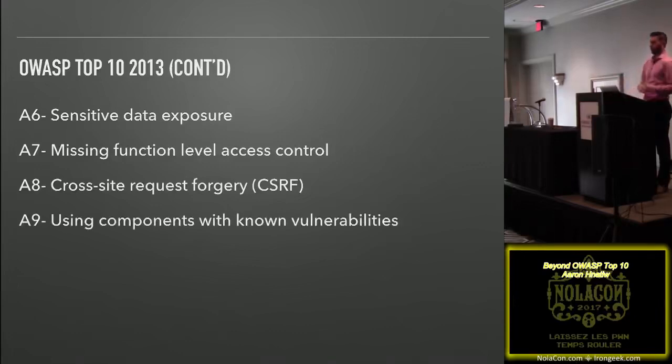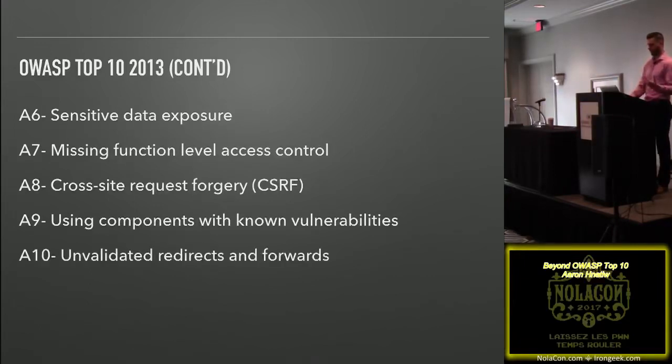Using components with known vulnerabilities, basically just patch your stuff. That's what this one's categorized as, and unvalidated redirects and forwards means your application can be used to send a user to a malicious website through that legitimate domain that they trust. Okay, so that's the top 10. There's a lot in there. Obviously, you can look a lot more into this. There's way more to the top 10. There's more details, but this is the categorization structure that we typically use when we're looking at web application vulnerabilities. So let's get into what goes beyond the top 10.